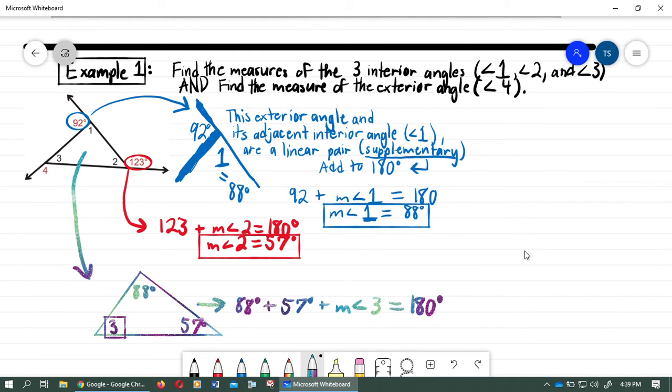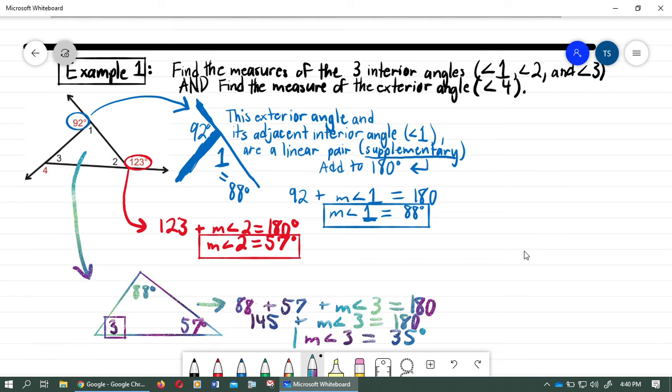When we solve this, let's add 88 plus 57. We get 145 when we combine those two constant terms. We really don't have to put those degree symbols there in this equation. So that's 145 plus the measure of angle 3 equals 180. And when we subtract 145 from both sides, we get that the measure of angle 3 has to be 35 degrees.